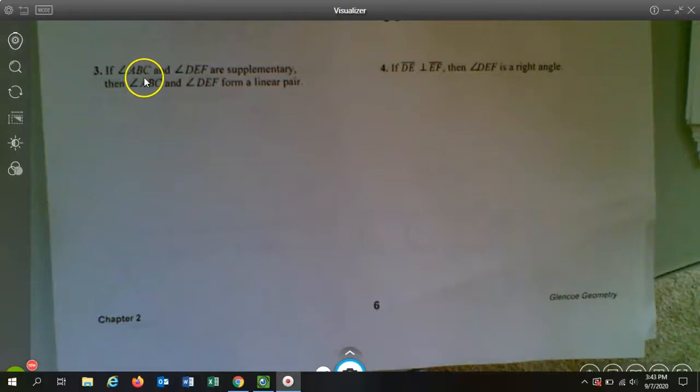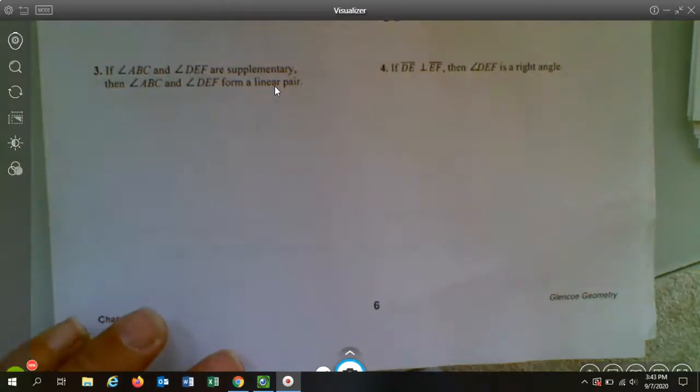Okay, two more here. If angle ABC and DEF are supplementary, so again, these two angles add to 180, then here comes the conclusion, here comes the conjecture, then those two angles form a linear pair. What do you think about that one? Is it true in all cases, or can you come up with a counterexample?